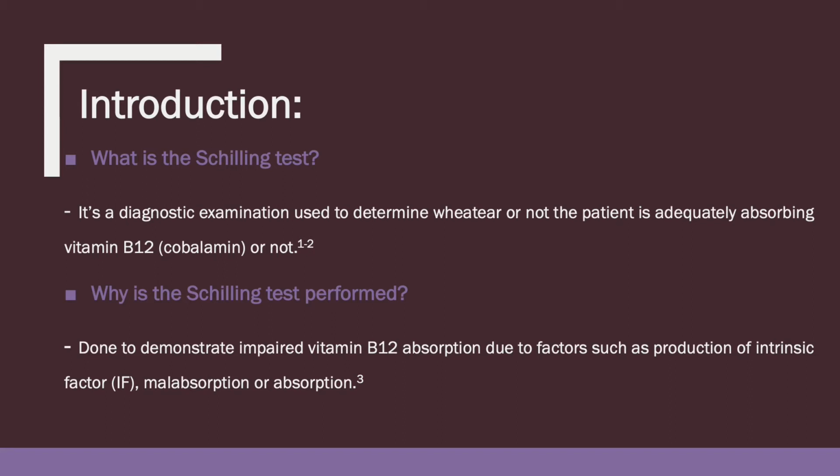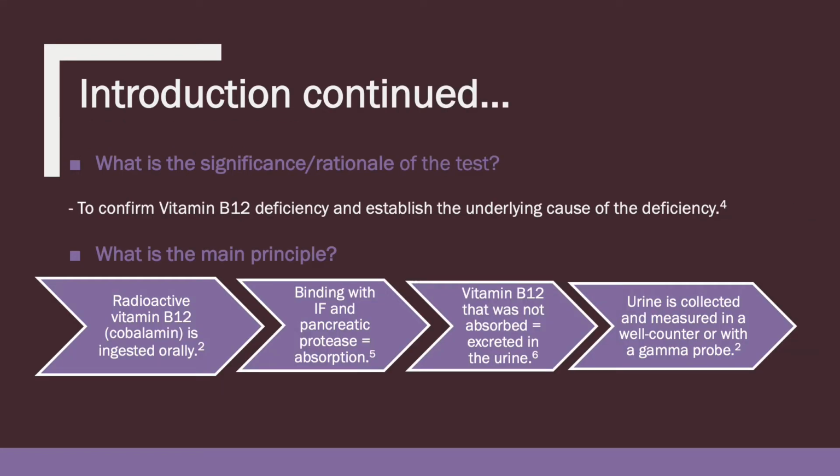Why is this test performed, you ask? This test is useful to evaluate for the production of the intrinsic factor within the stomach. The intrinsic factor is a type of protein that is responsible for the absorption of vitamin B12, and without this intrinsic factor, the body cannot absorb vitamin B12 adequately, leading to things like pernicious anemia. Basically, this test has the ability to demonstrate impaired vitamin B12 absorption, and it is also used to determine other reasons for malabsorption of vitamin B12. The test is significant as it is used to confirm vitamin B12 deficiency and establish the underlying cause thereof. It can also distinguish between pernicious anemia, transport failure, and ileal uptake deficiency.